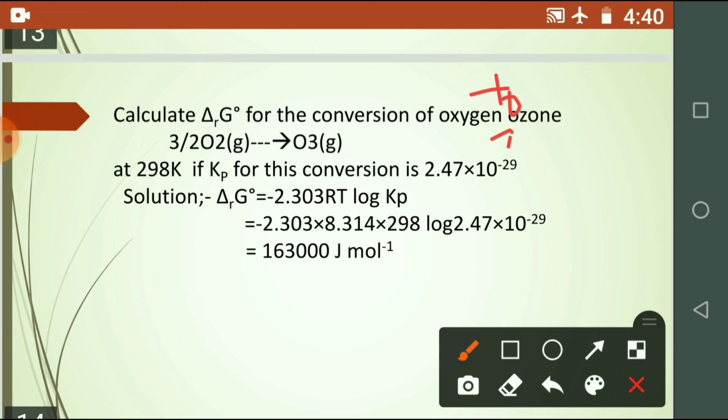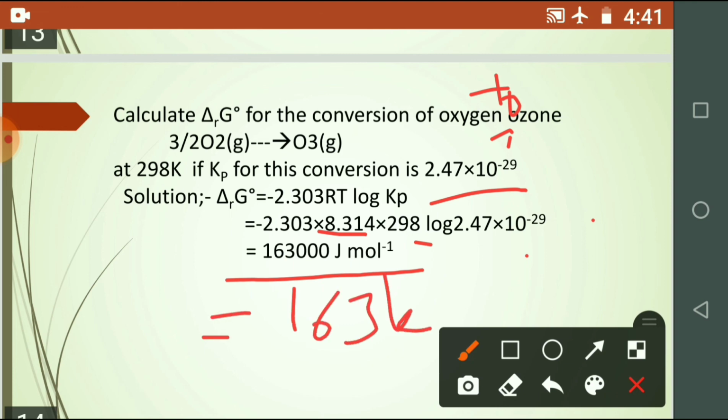Delta G naught R is equal to minus 2.303 RT log Kp, with R value 8.314 joules per Kelvin per mole, 298 Kelvin, and log Kp value 2.47 into 10 raised to minus 29. If we simplify it, we get it as 1,63,000, or we can write it as 163 kilojoules per mole.